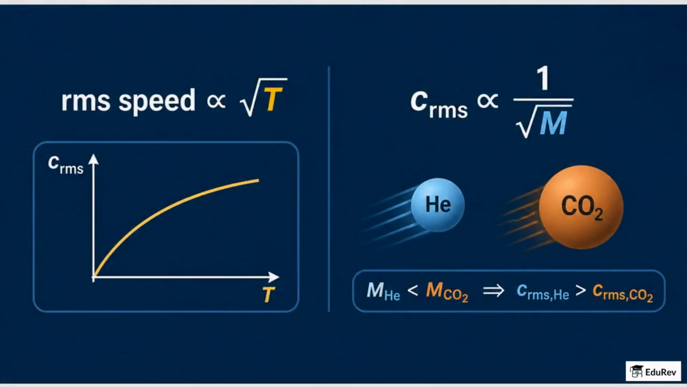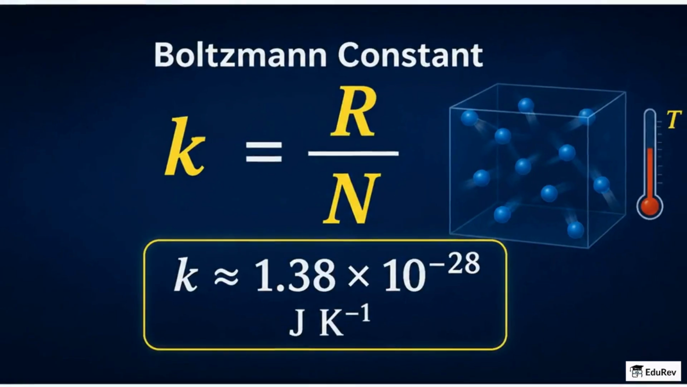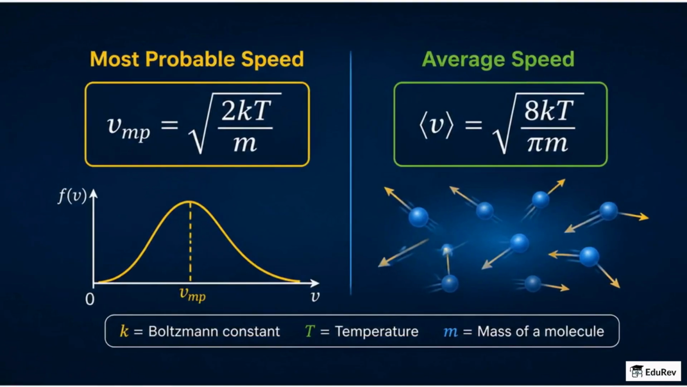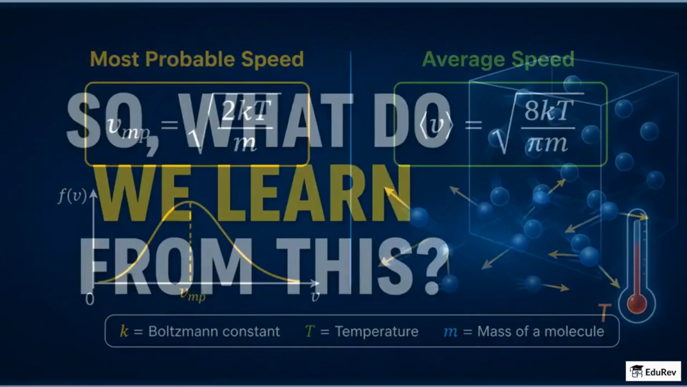The RMS speed grows as the square root of temperature, and for different gases, it varies inversely as the square root of molecular weight. Boltzmann's constant is k equals R divided by N, and in this text, its value is given as 1.38 times 10 to the power minus 28 joules per Kelvin. There are also formulas for average speed and the most probable speed. The most probable speed equals the square root of the quantity 2kT divided by m, and the average speed equals the square root of the quantity 8kT divided by pi times m.